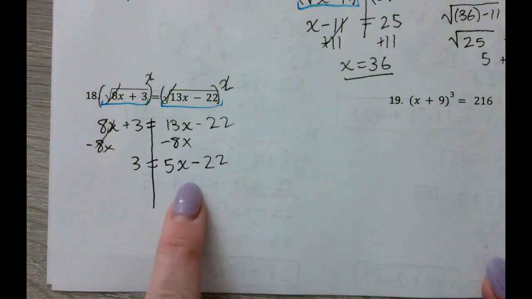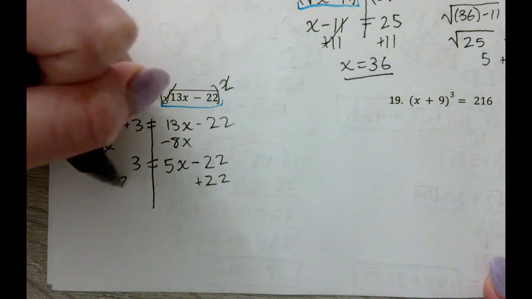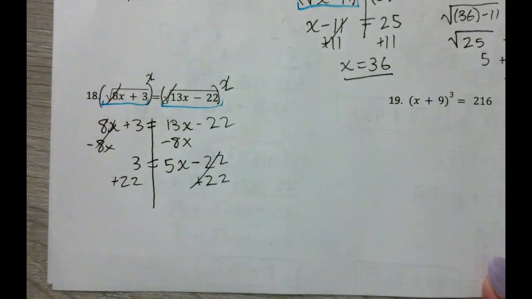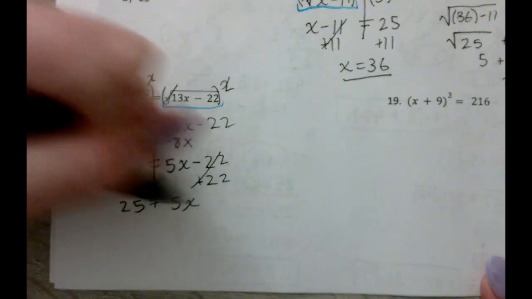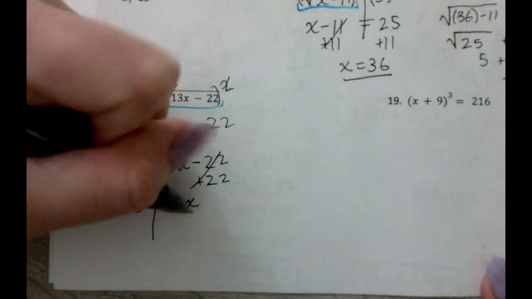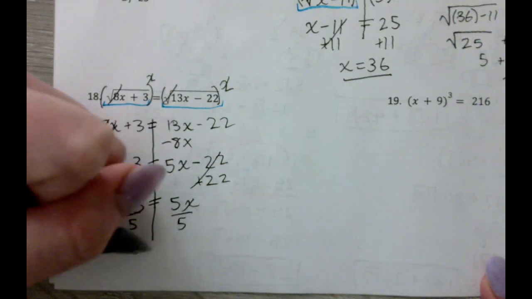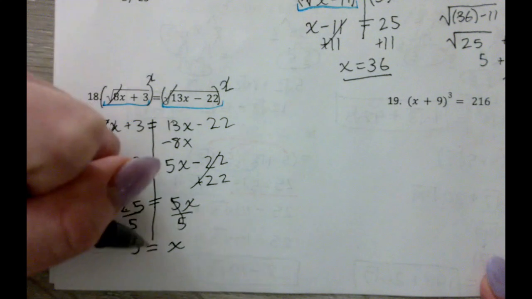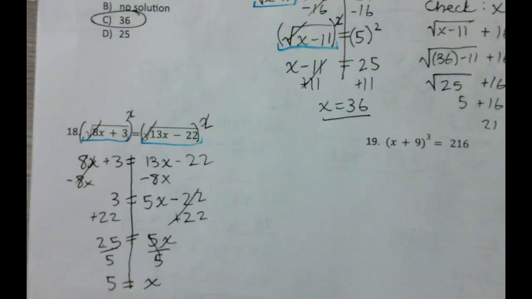Now we're going to solve for x. I'm going to move the 22 over by adding it. 3 plus 22 is 25. And then lastly, divide by 5 to get x. 25 divided by 5 is just 5. 5's cancel. X is 5. Okay, time to check.